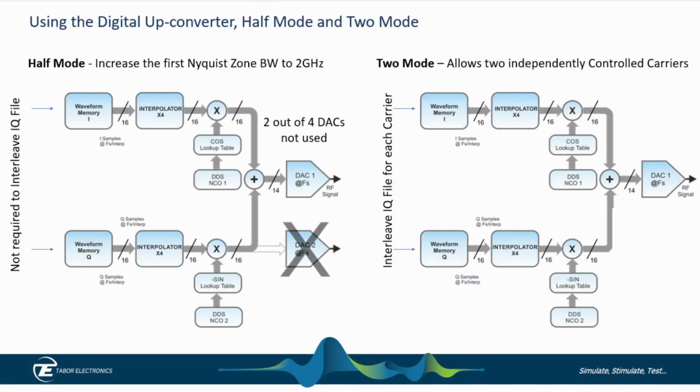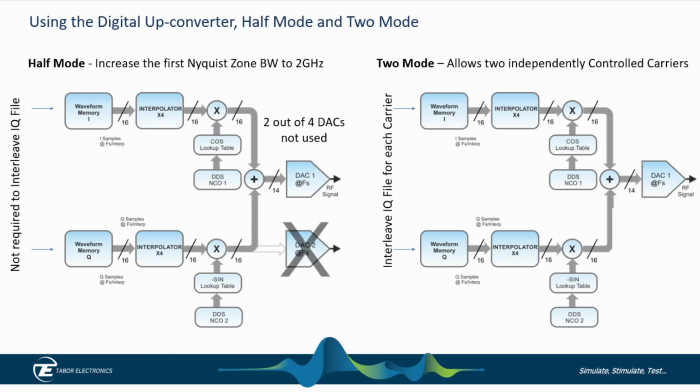The other two modes, as I mentioned earlier, half mode and two mode, work as follows. When I'm in half mode, I'm essentially creating a configuration of the output stage that allows me to double the amount of bandwidth available. So with interpolation, it allows me to go up to higher frequencies, but I'm still limited in my ability to generate a signal greater than 1 gigahertz of bandwidth. I could generate 1 gigahertz of bandwidth at 8 gigahertz, 7 gigahertz, or 4 gigahertz if I choose to. But I'm not going to be able to go higher than the 1 gig.